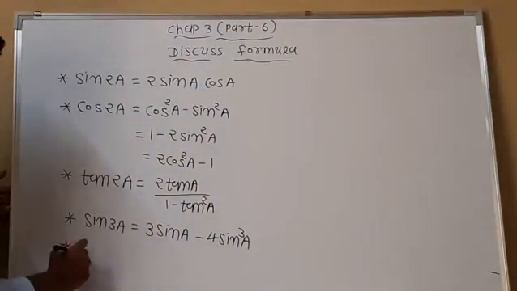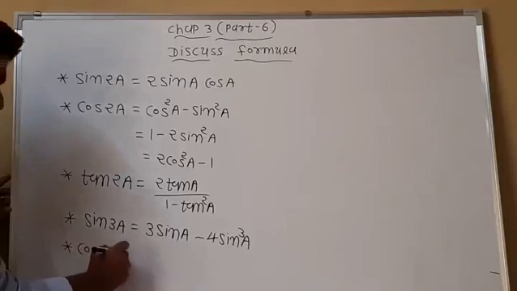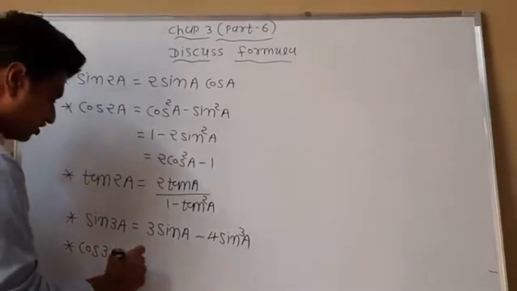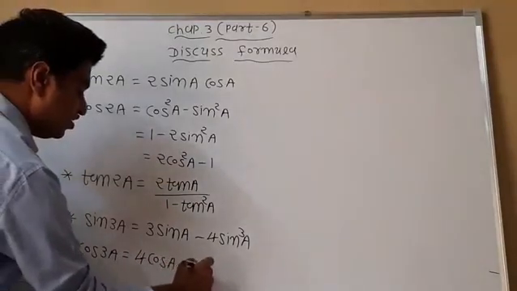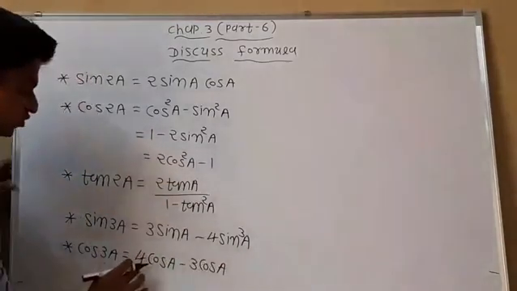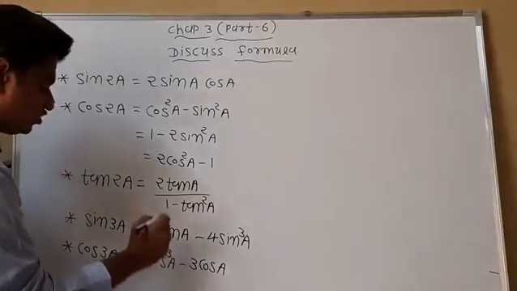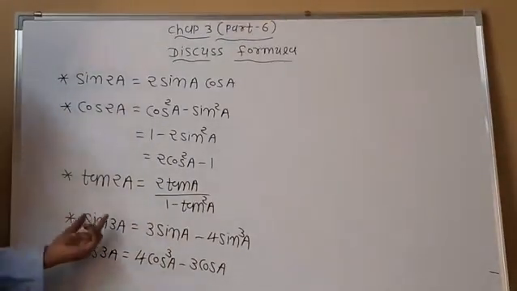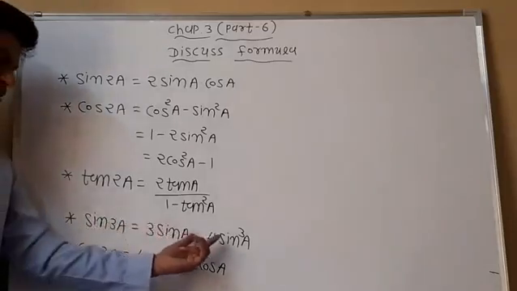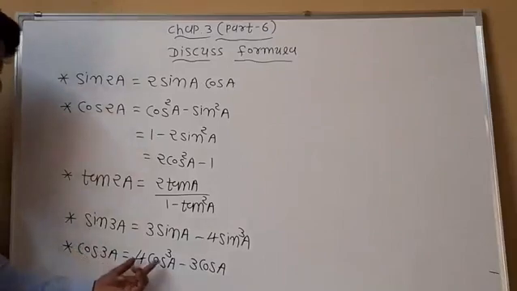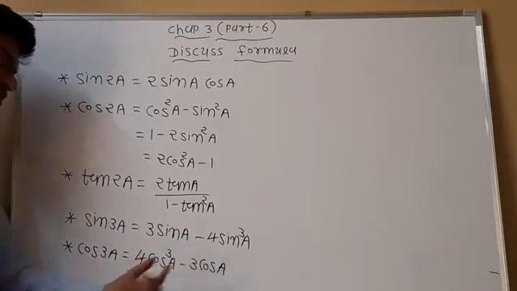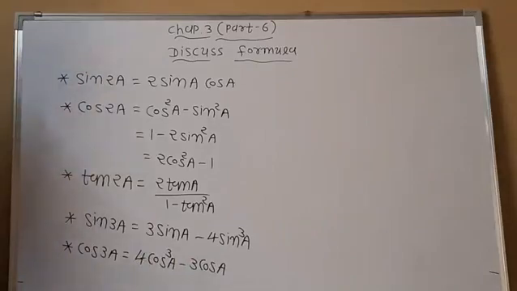Similarly cos 3a. Cos 3a is equal to 43. So 4 cos a minus 3 cos a. And 4 is present here, so here the cube form is written. Okay, so the formula of sin 3a is equal to 3 sin a minus 4 sin cube a, and the formula of cos 3a is equal to 43, that means 4 cos cube a minus 3 cos a. Now using this formula, let us discuss some examples.